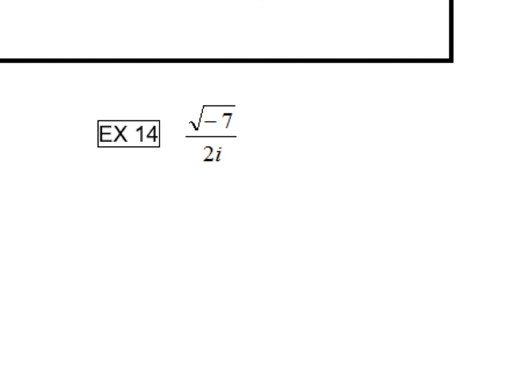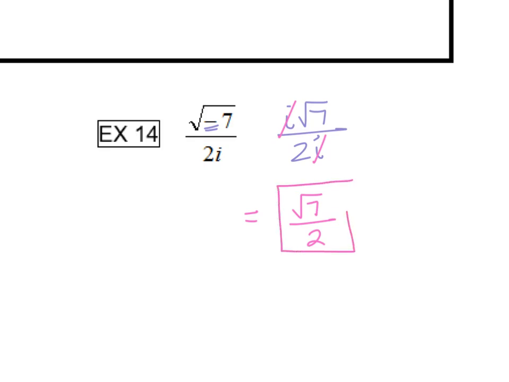For this next example, we have a square root of a negative number, so let's take care of that. We know that the square root of that -1 is I, so we have I times the square root of 7 over 2I. Well, this I is outside of the radical and this I is outside of the radical, so they actually cancel each other out. And we have the square root of 7 on top and the 2 on the bottom. And we're okay with a 2 in our denominator, so we're going to leave that as our final answer.